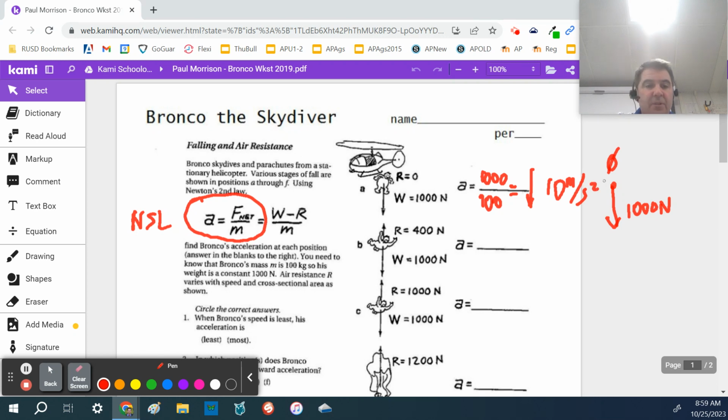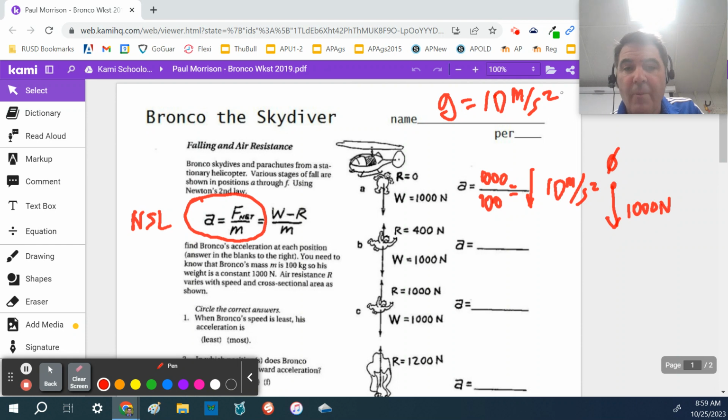And it makes sense because when you have no wind resistance, you should fall with free fall. And if we did this with G equals 9.8, then we would get 9.8. But in this case, let's use G equals 10. In that way, it makes the numbers a little easier.